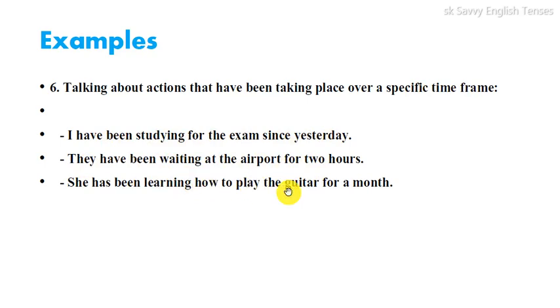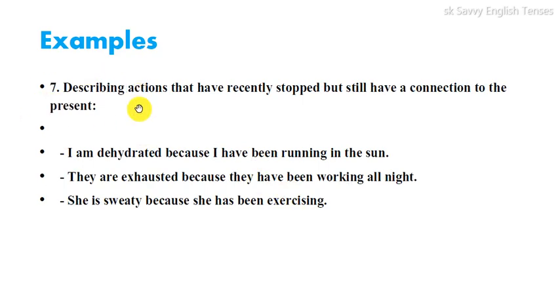Okay, number seventh is describing actions that have recently stopped but still have a connection to the present. For example, I am dehydrated because I have been running in the sun. They are exhausted because they have been working all night. She is sweaty because she has been exercising.